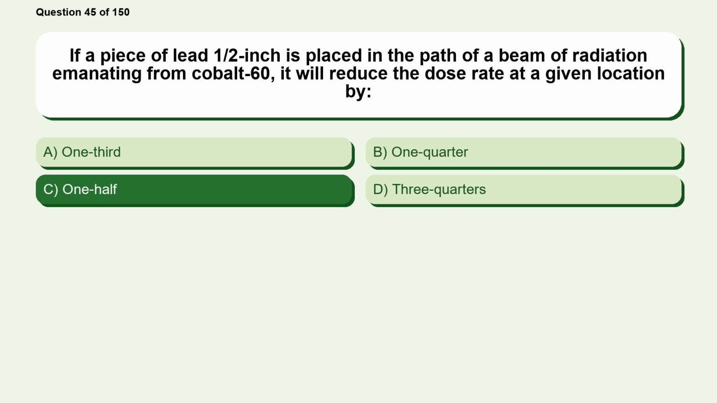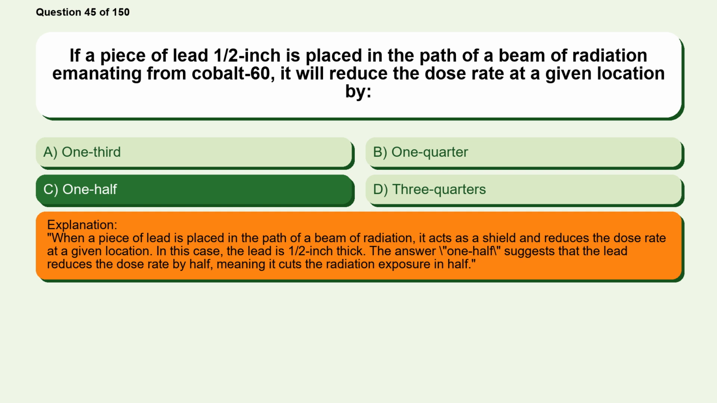1/2. When a piece of lead is placed in the path of a beam of radiation, it acts as a shield and reduces the dose rate at a given location. In this case, the lead is 1/2 inch thick. The answer 1/2 suggests that the lead reduces the dose rate by half, meaning it cuts the radiation exposure in half.